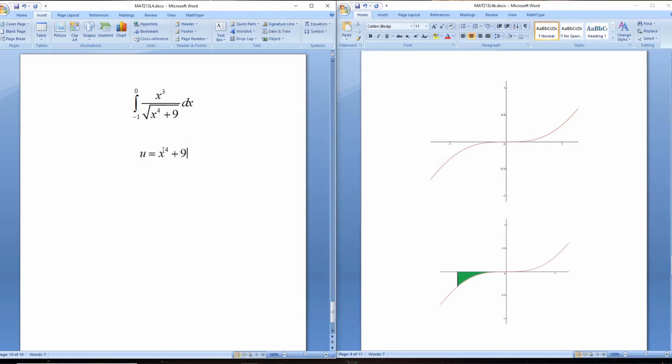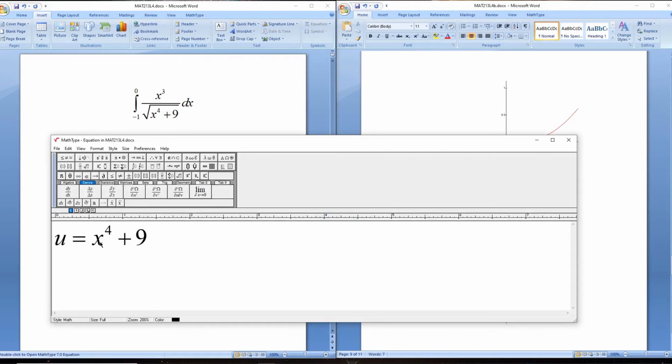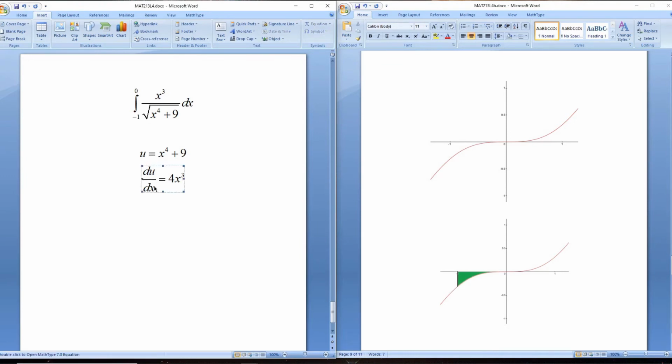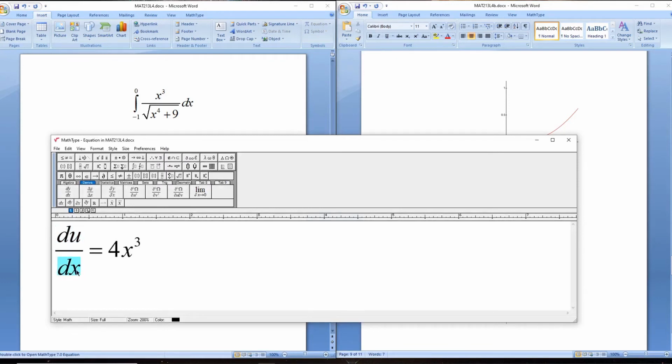And then once we have our new variable defined, we take the derivative, in this case with respect to x, and the derivative of x to the fourth is 4x cubed, and the derivative of 9 is 0. There's our derivative of u. And then remember, we take this to solve for dx. So multiply both sides by dx. Divide both sides by 4x cubed.